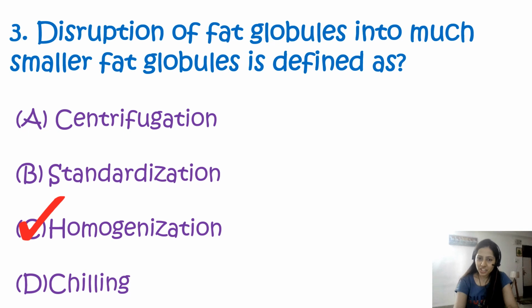We know homogenization is a process commonly used in food processing industries, particularly in the dairy industry, to break down the fat globules of the milk into smaller size, resulting in uniform distribution. Actually it is done for the uniform distribution of the fat throughout the product. This process prevents cream separation, and it improves the texture and consistency of dairy products like milk or ice creams. So over here my correct option will be C, that is homogenization.